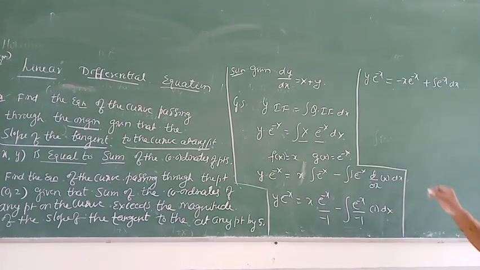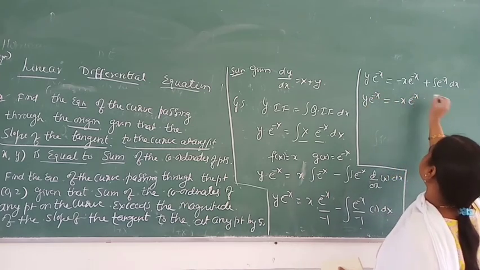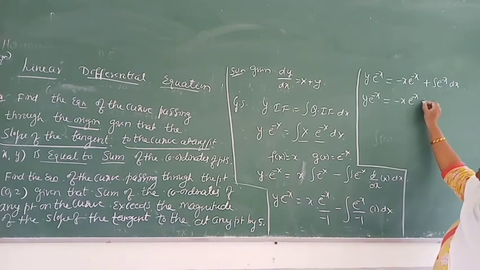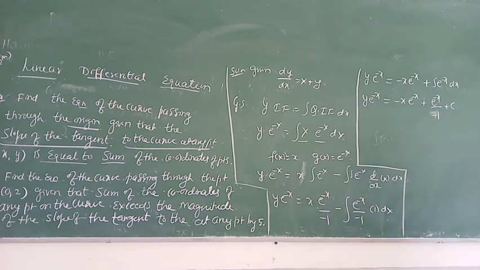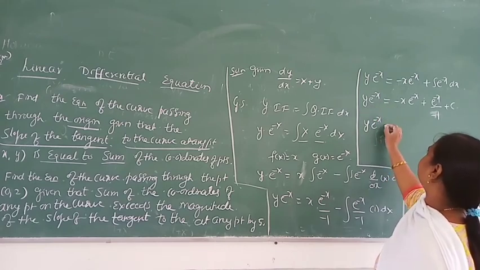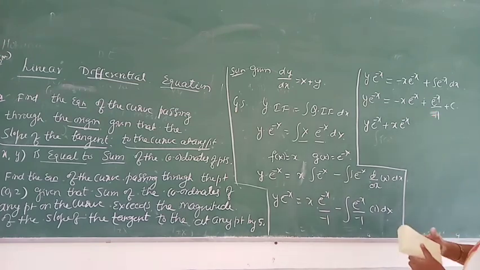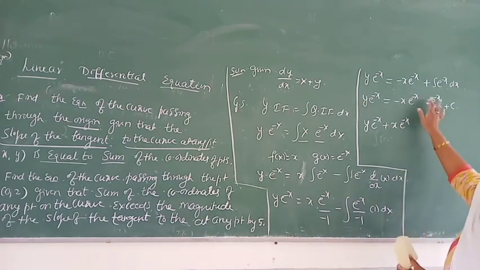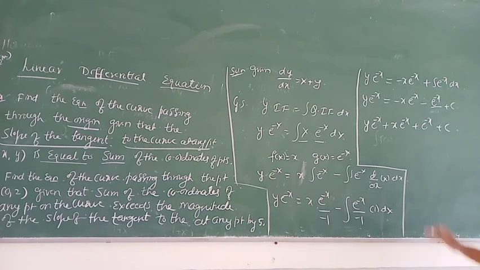And this is y e^(-x) equals minus x e^(-x). And we know that the integration of e^(-x) is e^(-x) by minus 1, plus c. This can be written as y into e^(-x), taking terms to the left hand side, minus becomes plus x e^(-x), and plus e^(-x), equal to c. All this is equation 1.